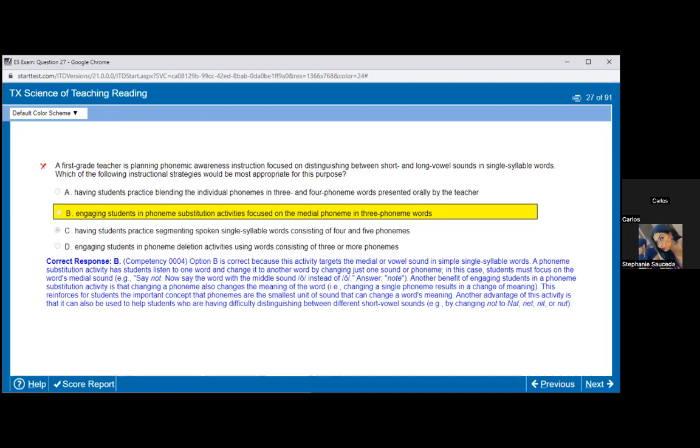And so that morphemic knowledge is being identified, and they're making a connection that the sound change also changes the meaning as well.